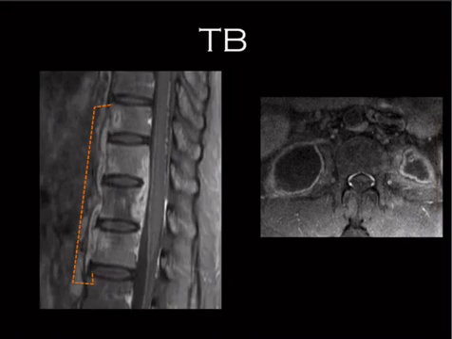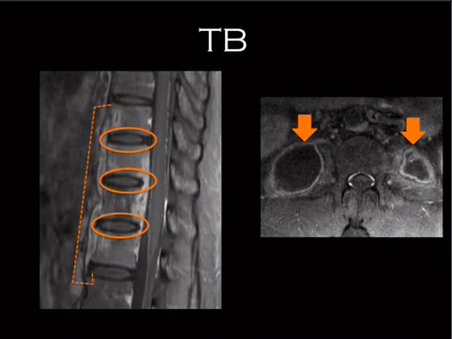So that's like a buzzword. Sparing of the discs, buzzword, and these psoas abscesses. Those are all the classic things for TB in the spine. Now the last one that's classic is the so-called gibbous deformity. That's like total destruction of the vertebral body and a focal kyphosis at that level.